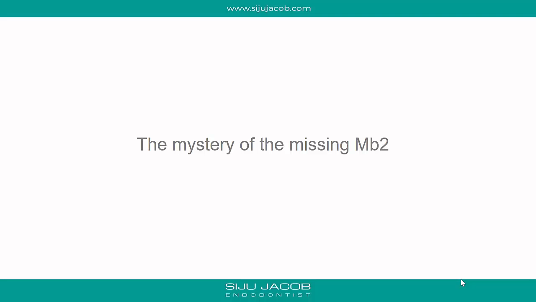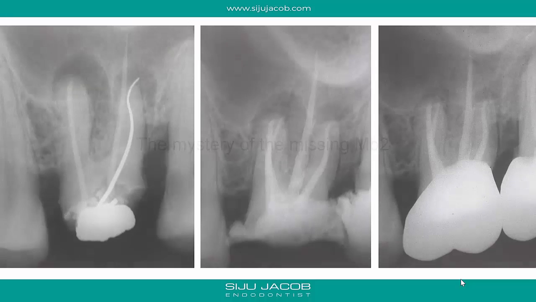Hello everyone, this short presentation is called The Mystery of the Missing Mb2. The Mb2, or the second mesiobuccal canal, is probably the most missed anatomy in endodontic practice.